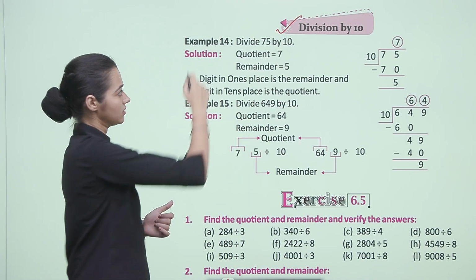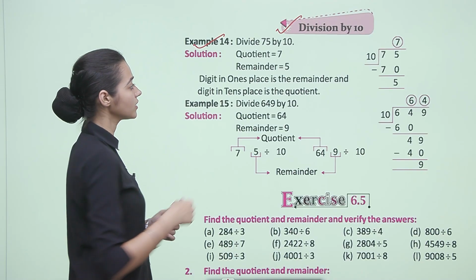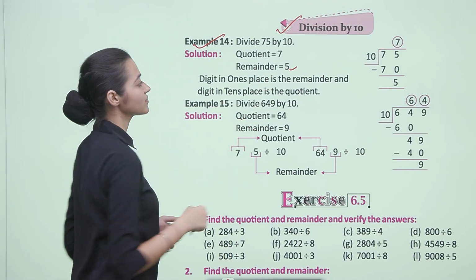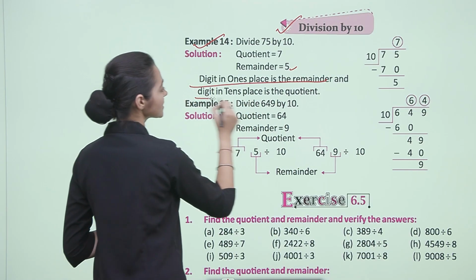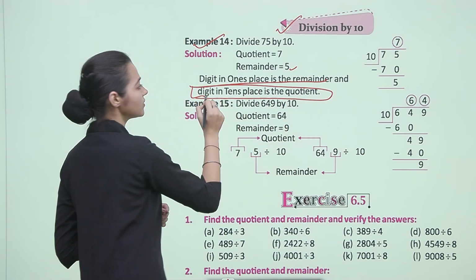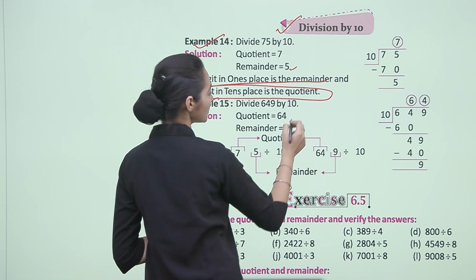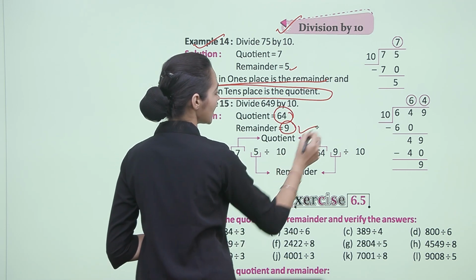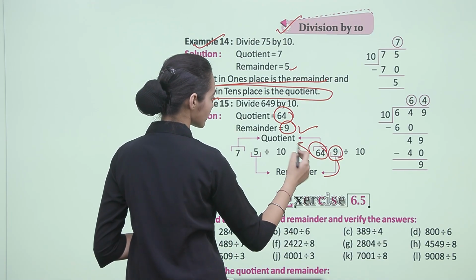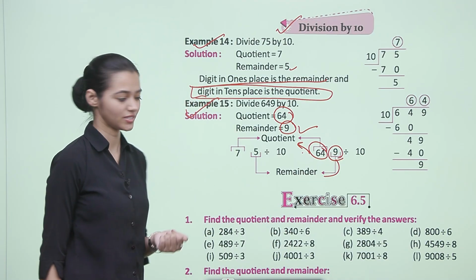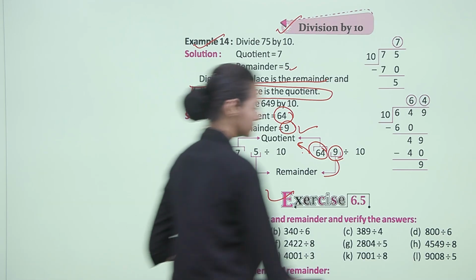Now let's look at division by 10. In example number 14 we have to divide 75 by 10. Here the quotient is 7 and the remainder is 5. The digit in the ones place is always the remainder and the digits in the tens place are always the quotient. Similarly in example number 15, when we divide it, the quotient is 64 and the remainder is 9, as the last digit is always the remainder and the rest of the digits are always the quotient.